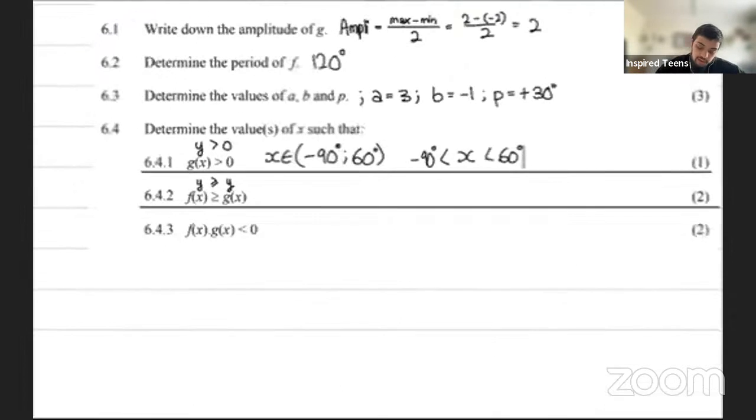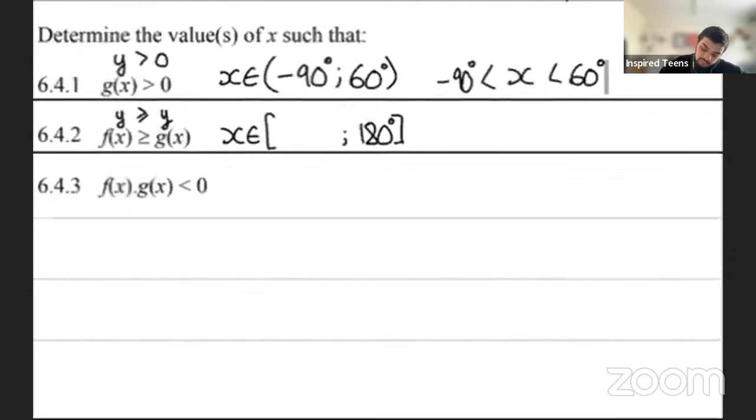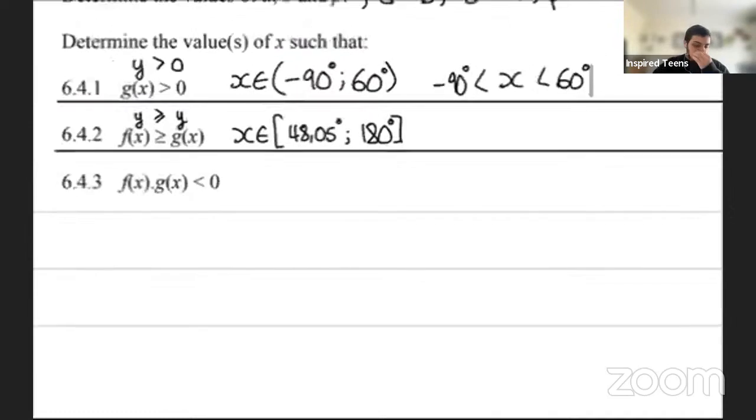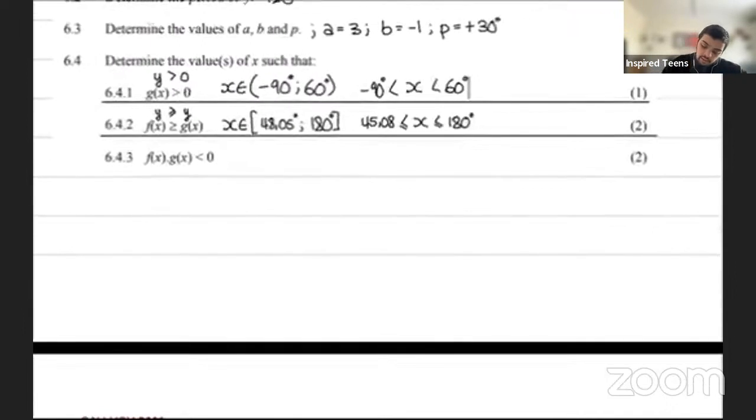Always don't go further than the interval. So here we have x is an element of, I include because the question includes. I start off at whatever this value is, I'll copy it down now. I end at 180, included as well. This is 48,05. So it starts at 48,05 and ends at 180, or x is greater than or equal to 45,08 but less than or equal to 180 degrees. Okay, so that's that question.